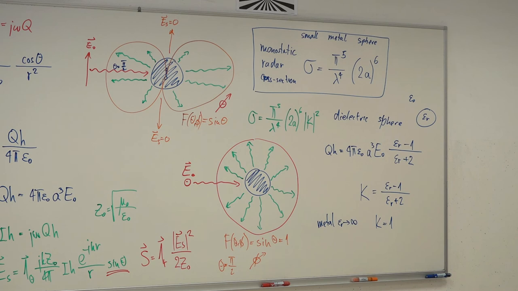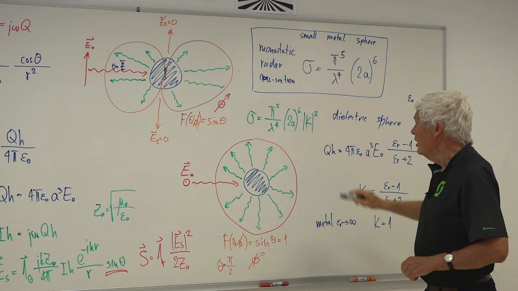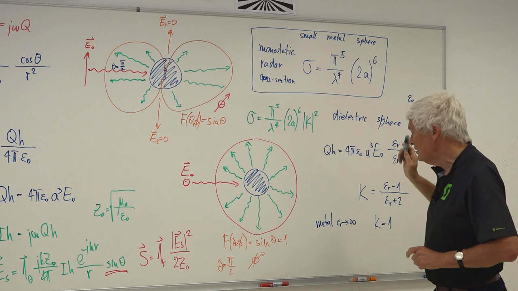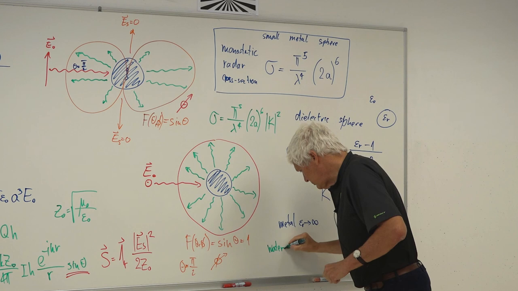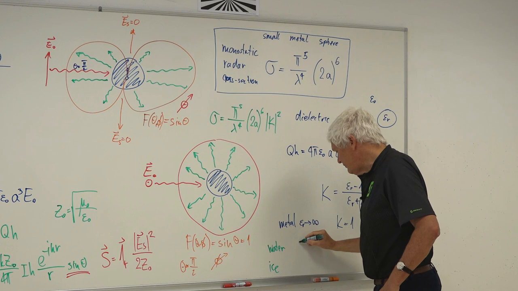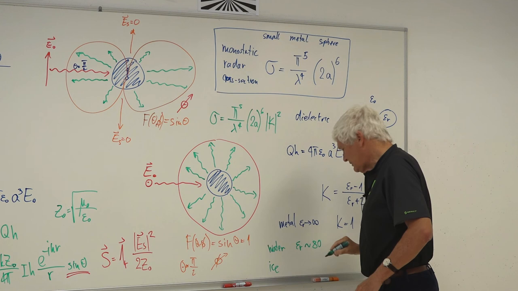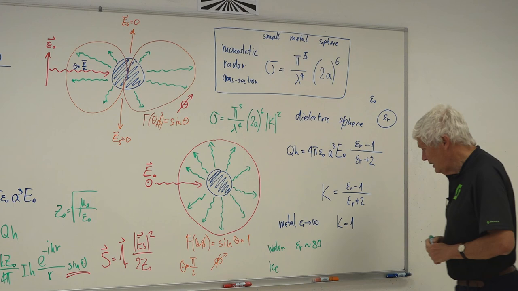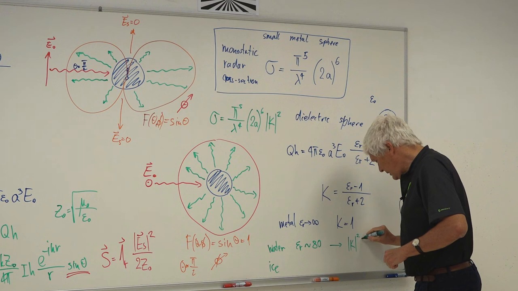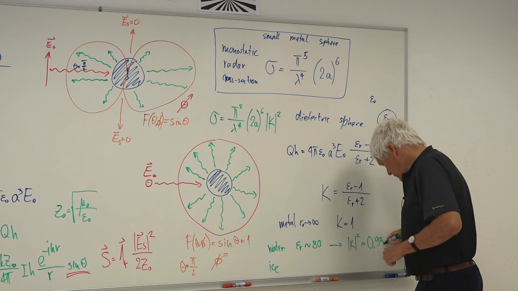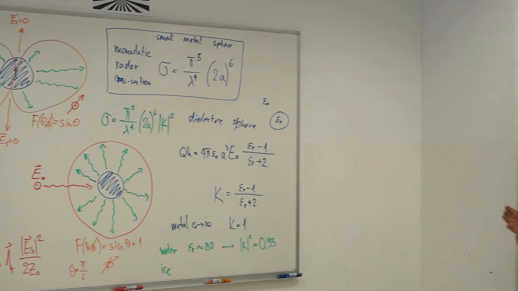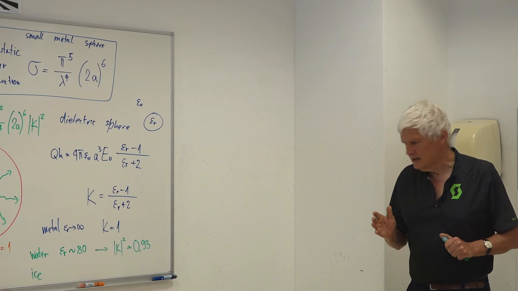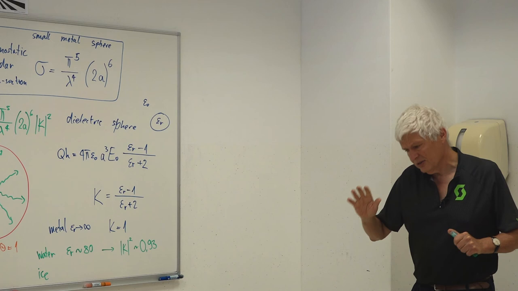Now we may look at the interesting quantities here. How does the radar cross section change if the sphere is made of a dielectric, not out of metal? We can look at water and at ice. Water has a very large permittivity of around 80, at least for frequencies below 1 gigahertz. Above 1 gigahertz, things do change. So here we are interested in K squared, which is around 0.93. So a water drop behaves almost exactly as a metal sphere. There's a half a dB difference, which in the conditions of a weather radar is not even measurable.